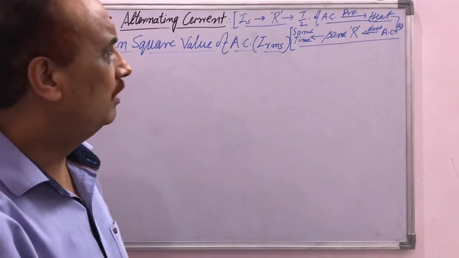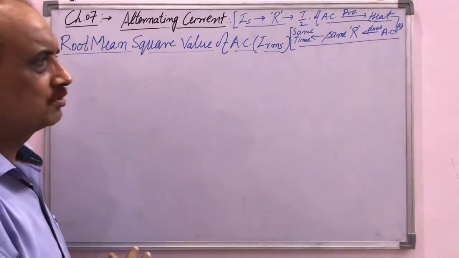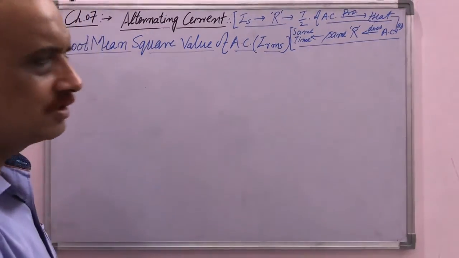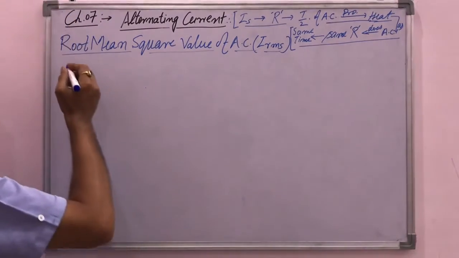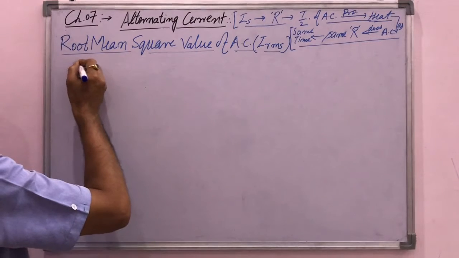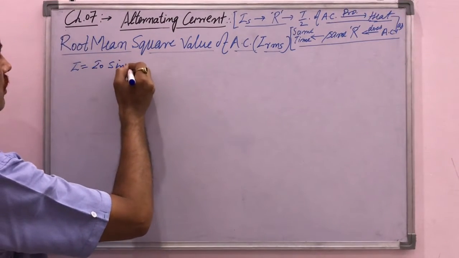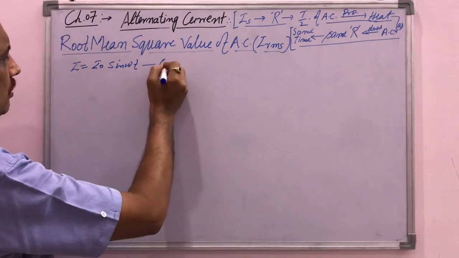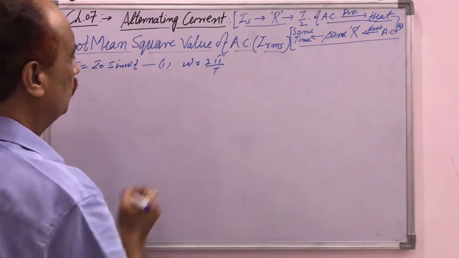Now we will discuss the expression for the root mean square value of AC. First of all, we start from the instantaneous value of the current. We know that the instantaneous value of the AC current is I equal to I naught sine omega t, equation number 1, where omega equals 2 pi upon T.